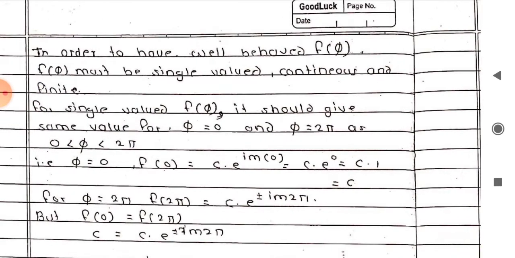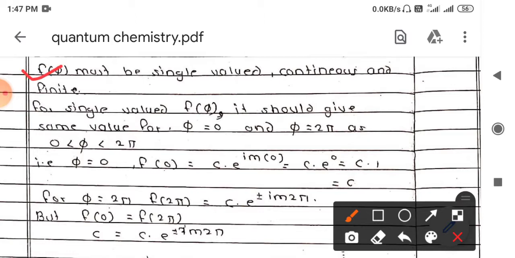So in order to have a well behaved function, the given f equation must follow three conditions: it should be single valued, continuous, and finite. Single valued means f of phi should give the same value, because phi is nothing but the angle made by the projection in the xy plane. So phi can have values ranging from 0 to 2 pi, and for those two values we should get equal values, because 0 is equal to 2 pi.